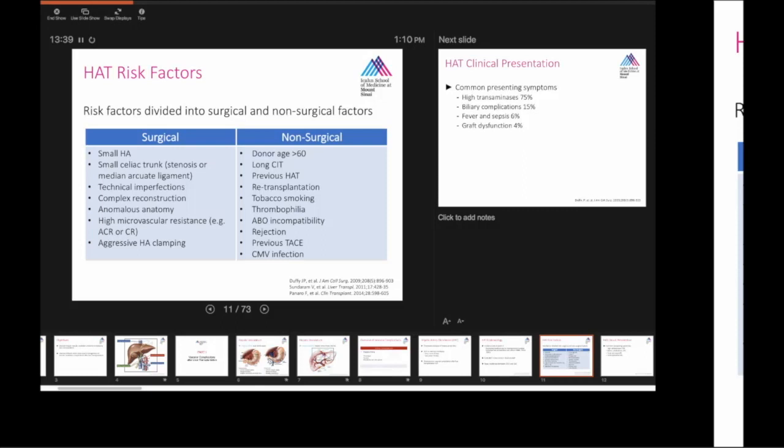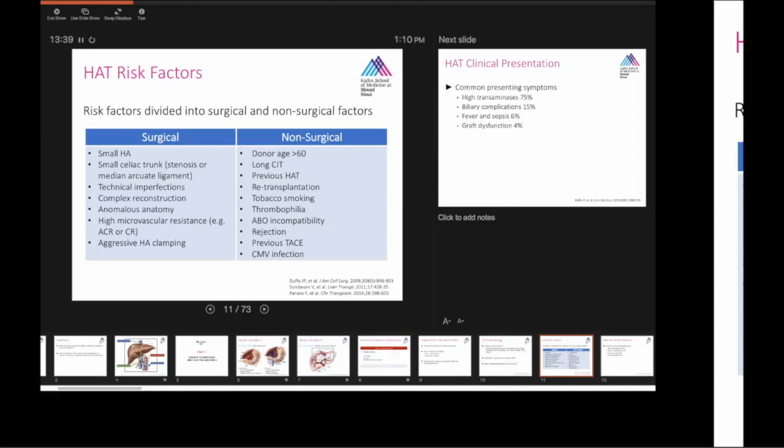Now, on the right side, these are the non-surgical risk factors for HAT, and a number of them have got to do with the perfusion of the donor liver. And so you have a long cold ischemia time, patients who have ABO incompatibility, those who have rejection, obviously patients who have hypercoagulable states, patients who smoke. I mean, they're just at risk of forming clots in all sorts of vessels, retransplants, people who have had HAT in the past.